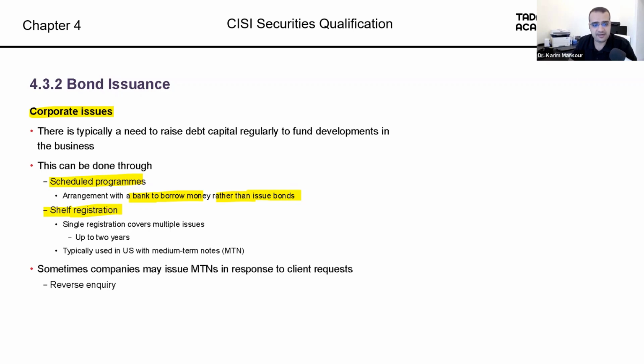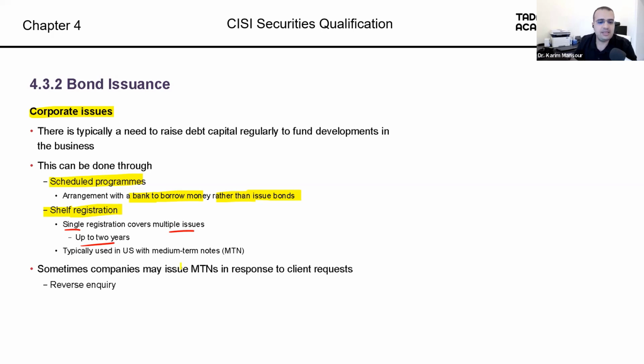So in the US, they invented this shelf registration where a company takes a single approval from the regulator, and it can issue as many bonds as they want within 2 years. No need to go every time you want to issue a bond. No need to go back to the government. We've given you a single approval for 2 years. Issue as many bonds as you want.